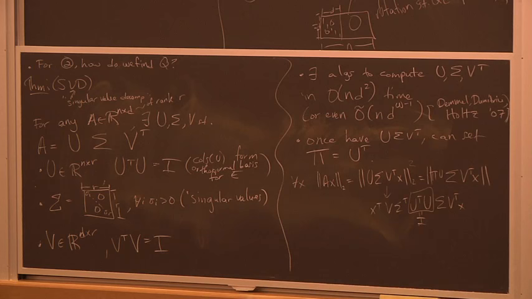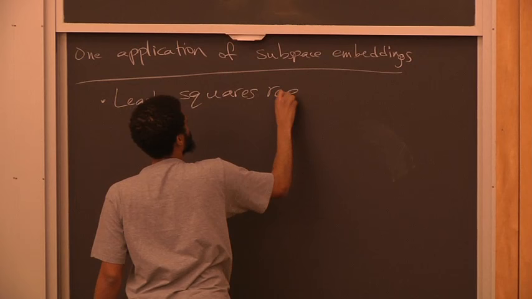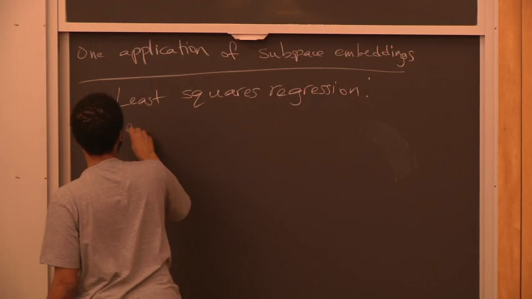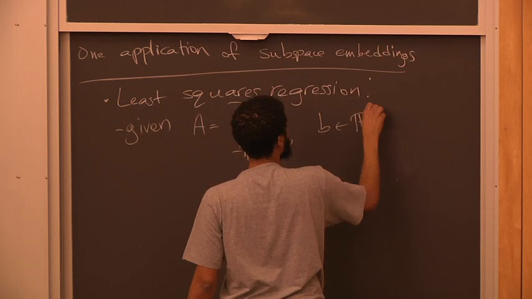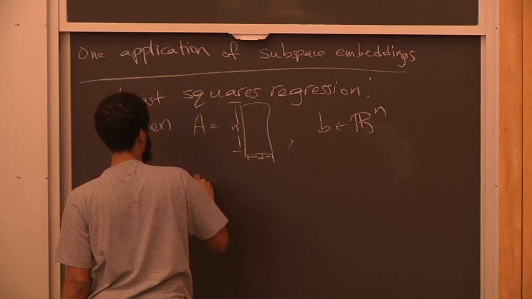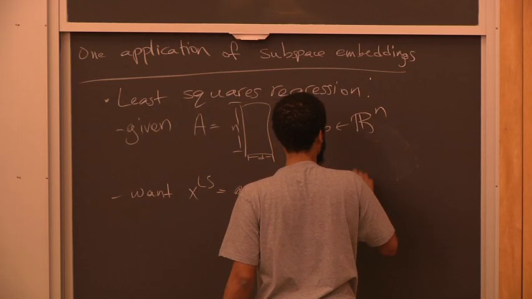Okay, so before I tell you how to actually find subspace embeddings quickly, let me say one application of subspace embeddings: least squares regression. Here we're given a matrix A, which is n by d. Think of n as big. And we're given a b in R^n. And what we want is x least squares, which is the argmin over x in R^d of the L2 norm squared of Ax minus b.